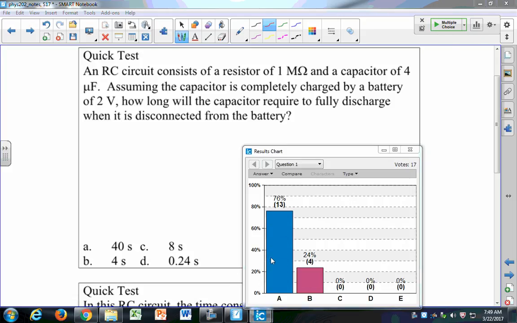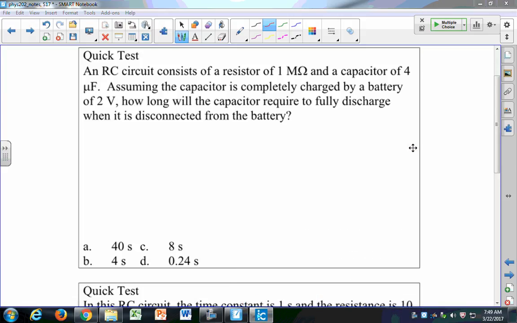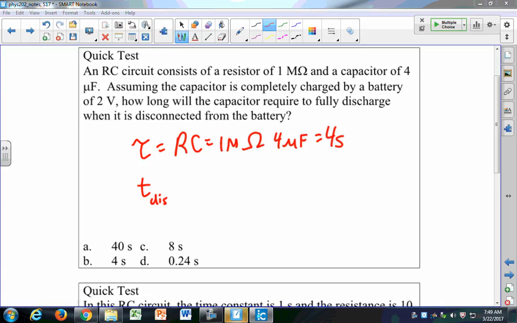Let's see. This is right. So those of you that answered B, you gave me the time constant, but I really want to know what is the time to discharge this. In order to find that, I first have to find the time constant, R times C. That's 1 megohm, 4 microfarads, and that's equal to 4 seconds. But the time to completely discharge is going to be 10 times tau, which is equal to 40 seconds. So A is the right answer.